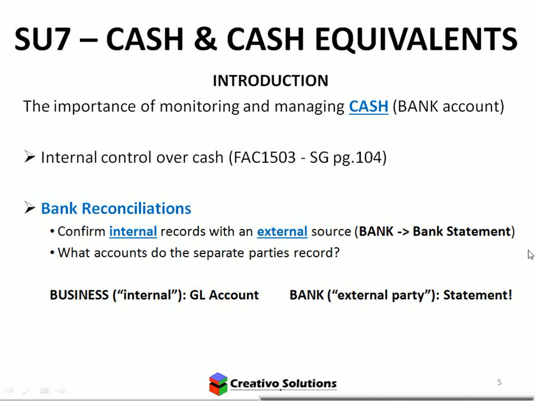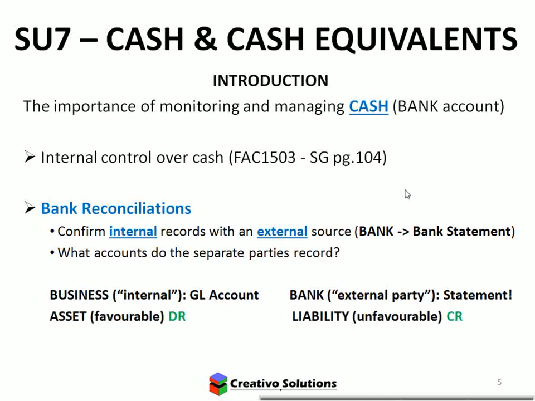When looking at a bank reconciliation, we're looking at cash and cash equivalents. Last week we spoke about the business having their own records and the bank having their own records. Can I change the bank's records? No. Can I change my records? Yes. So when I look at my records, if I've got a favorable bank balance, it's going to be a debit in my books. And in the bank's books, it's going to be seen as a credit.